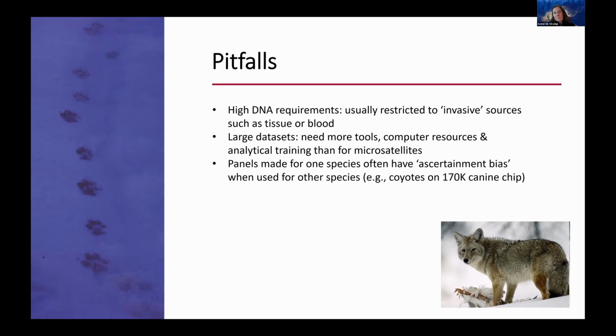Wolves and dogs, for example, are closely related and it works well, but I've also worked on analyzing such data for coyotes, which you can do on this chip, but you will get some biases and they seem less genetically diverse than they actually are, just because markers were actually selected for dogs.